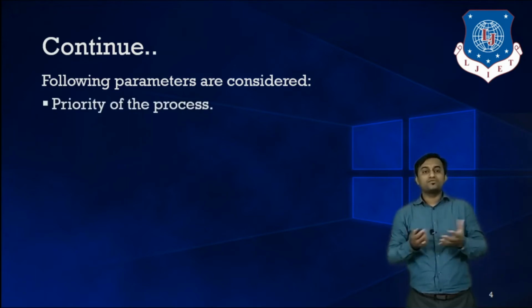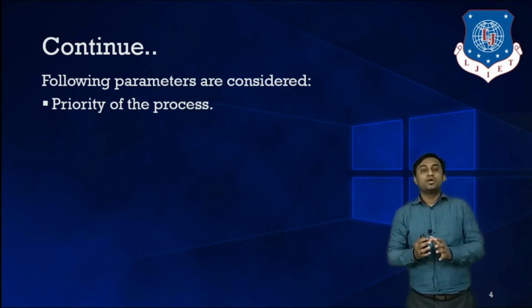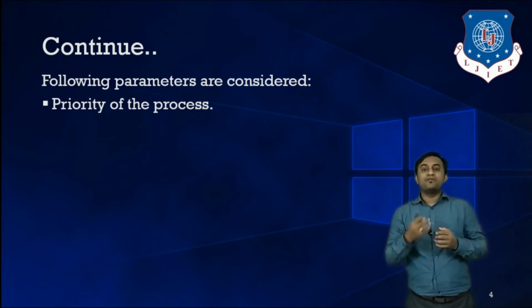The first one is the priority of that process. Suppose we have 5 processes, and out of them one process is associated with the operating system, meaning it is a system-oriented process. Definitely that process should not be selected for abort. Why? Because system processes have higher priority as compared to user processes. So we need to give priority to a user process for selecting it as a victim to abort.